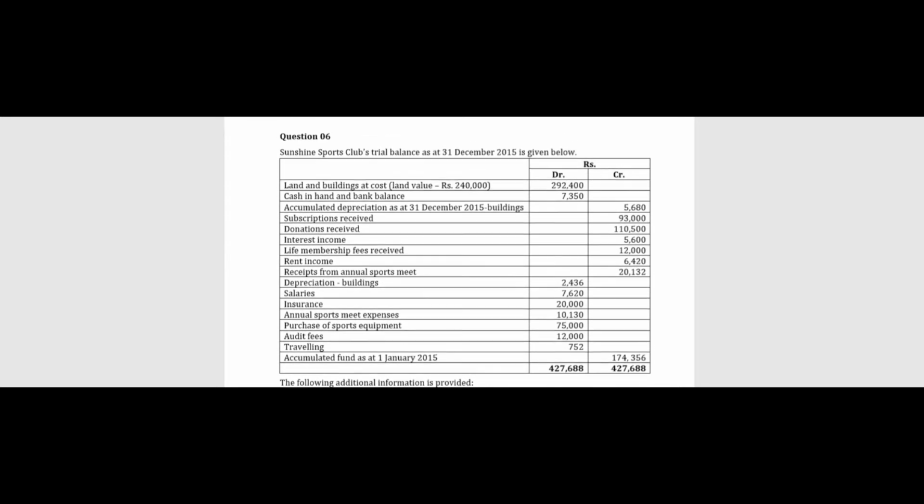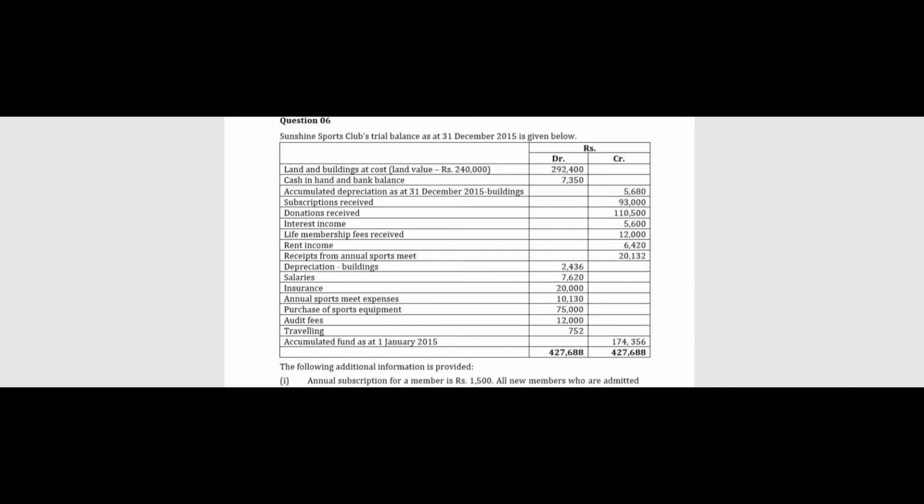Okay, so let's read the question. Sunshine Sports Club's trial balance as at 31st December 2015 is given below. Now the first item is land and buildings at cost. Land value 240,000. The total asset value will be 292,400. So this 292,400 includes the land value of 240,000 as well. When you calculate the depreciation, you have to be very careful because we don't calculate depreciation on the land value. So you need to subtract the land from the total value and you get the building value, and only on that do you calculate the depreciation. The second item is cash in hand and bank balance. This is your cash balance at the end of the year.